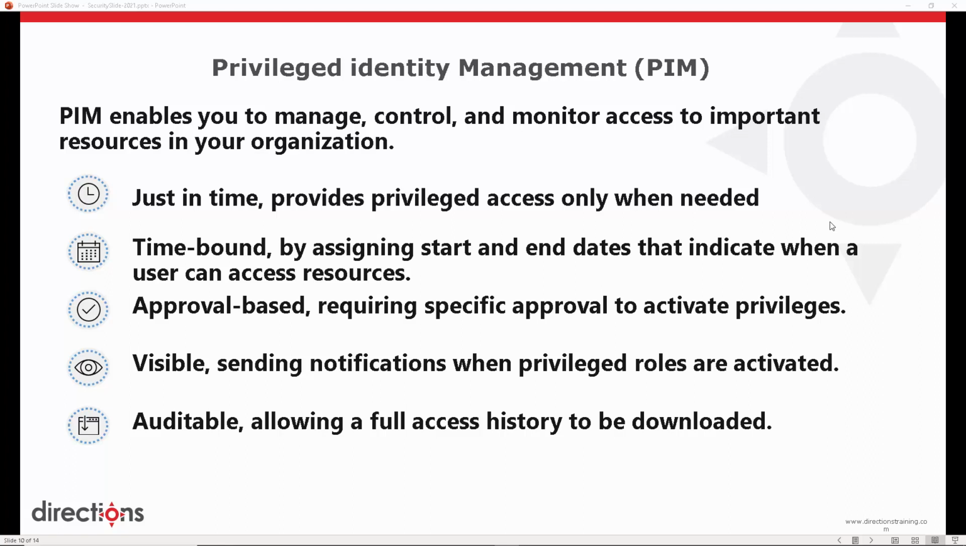Approval-based, requiring specific approval. So you might have a manager again has to approve your request. Visible, sending notifications when privileged roles are activated. So if I make that role eligible to you, you'll get a notification as to where you can log in to, again, elevate that role. And auditable, allowing a full access history to be downloaded. So again, any administrator can follow up on role access and see when those requests came in and a history of how that person may have accessed the role.